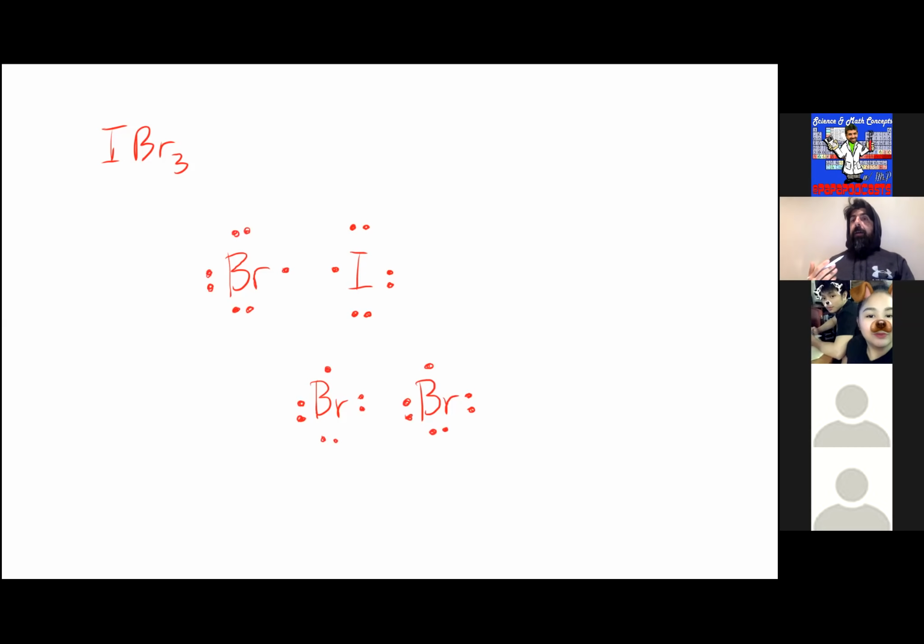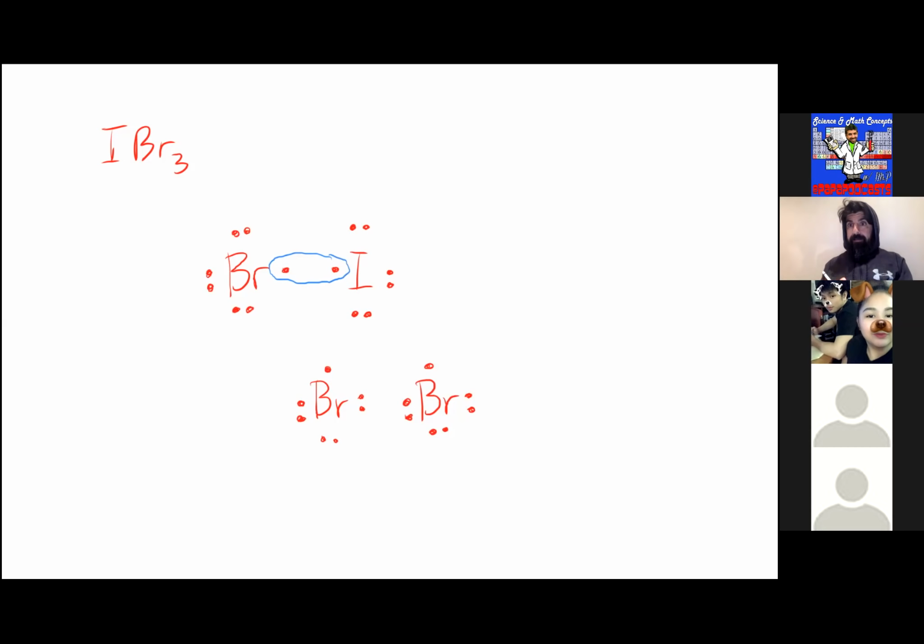In terms of our bonding sites around iodine, we only have 1 bonding site. So with that 1 bonding site, this is where it's going to bond to bromine. But somehow we've got to bond 2 more bromines to it, but they're all full.